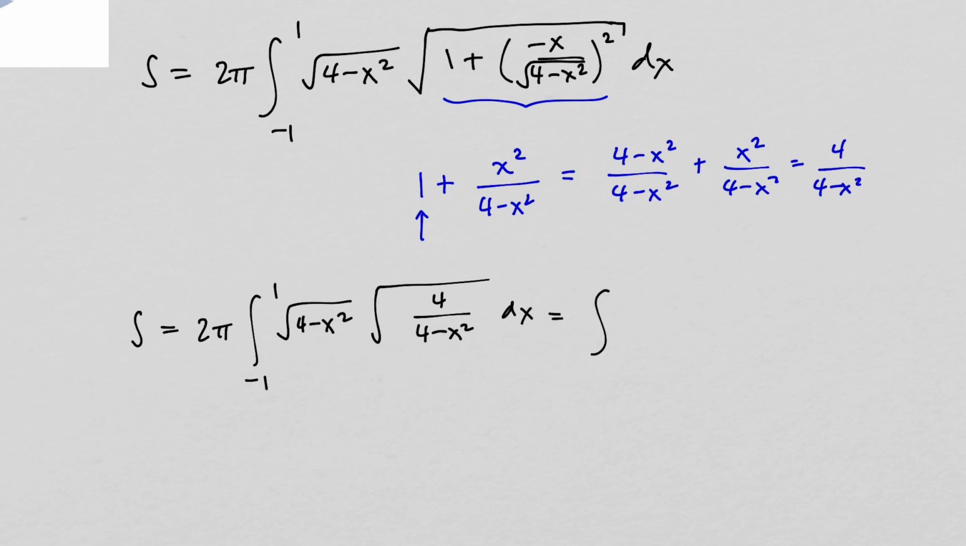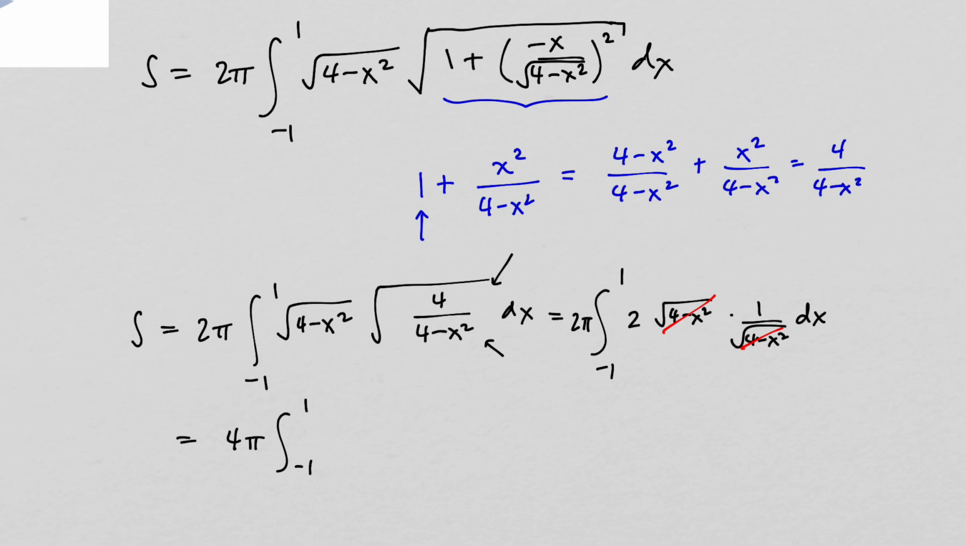Now, if you go ahead and take the square root of the top and the bottom here, the square root of 4 is going to be 2. And then you have square root of 4 minus x squared, and then times 1 over the square root of 4 minus x squared. And so notice that these completely cancel out. So this integral actually works out to be very easy. It is just 4 pi integral from -1 to +1 of dx.